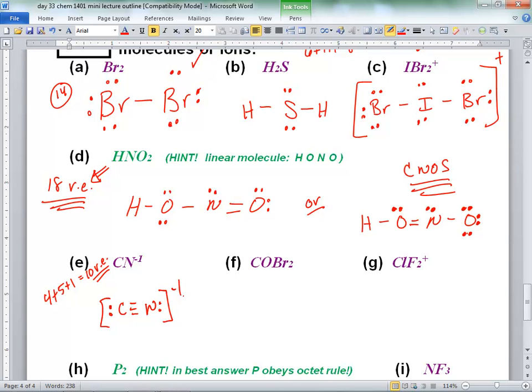Really? Try COBr2. Do we put it like, do we do the linear molecule? Well, only if it tells you. Since it didn't say linear or anything, who do you put in the middle? Carbon. Yep. Put carbon in the middle.